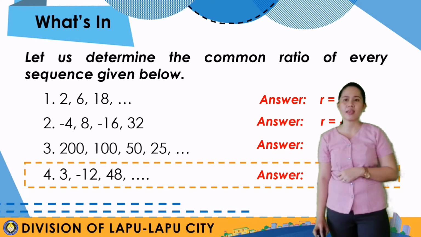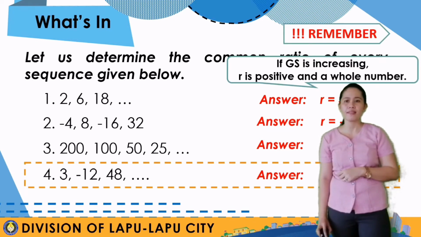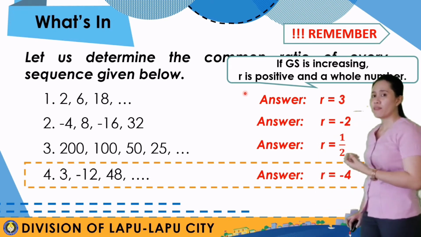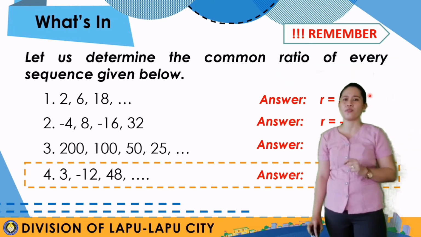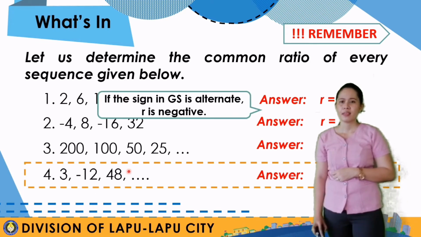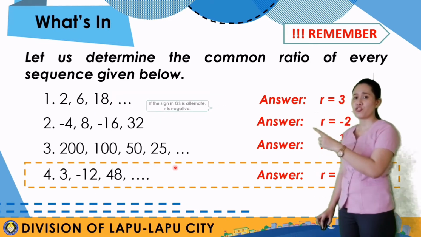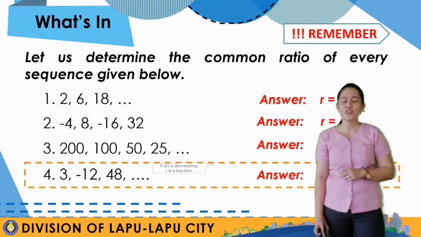If the geometric sequence is in increasing order, your common ratio is positive and a whole number. Now, if you observe that for number 2, the sign in the geometric sequence is in alternate form, then the common ratio is negative. And lastly, if the geometric sequence is in decreasing order, then your common ratio is a fraction.